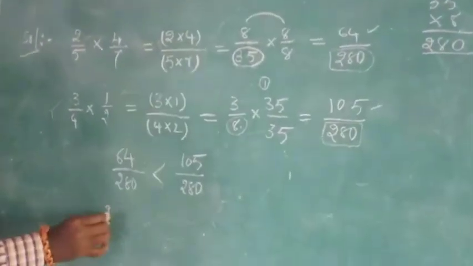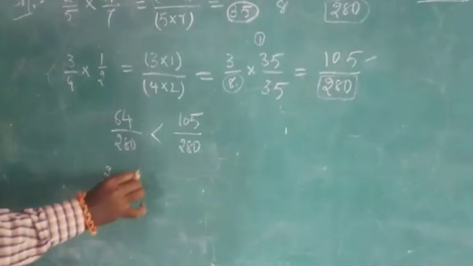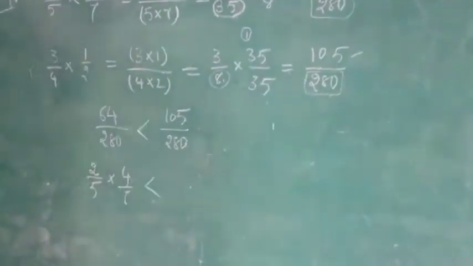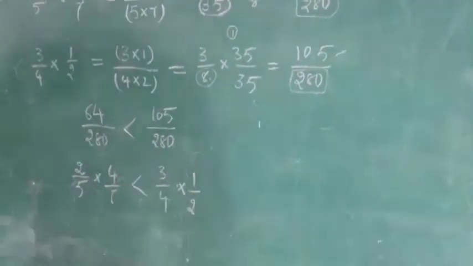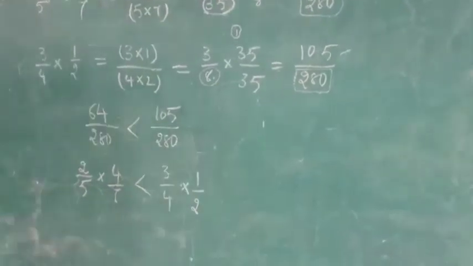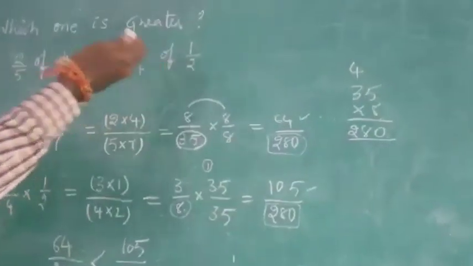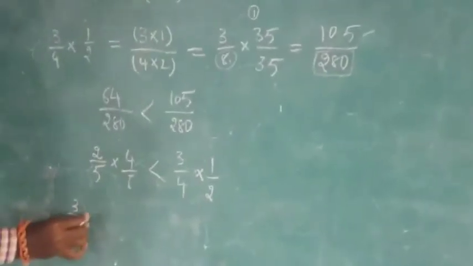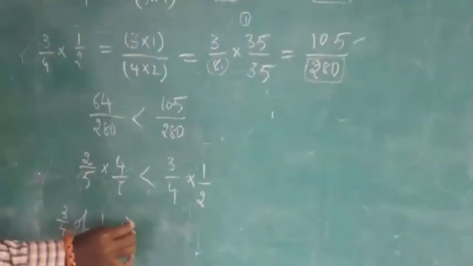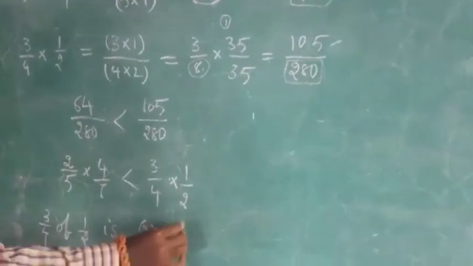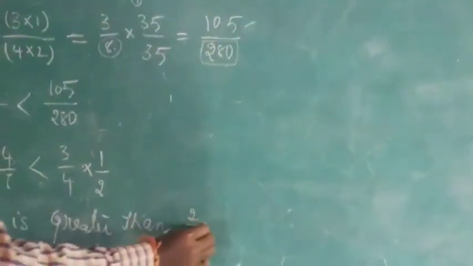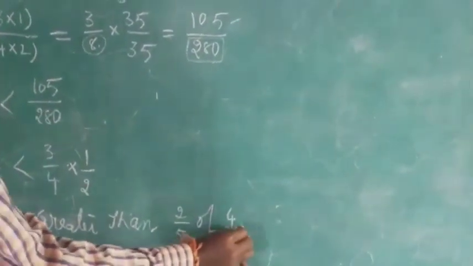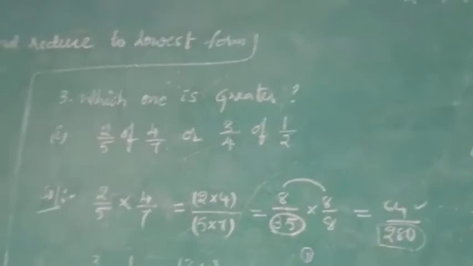Yes, so therefore you will write 2 by 5 into 4 by 7 less than 3 by 4 into 1 by 2. So which one is the greater? The 3 by 4 of 1 by 2 is greater than 2 by 5 of 4 by 7. Once you concentrate on it clearly, one by one.